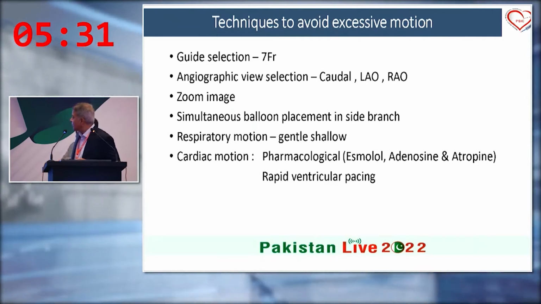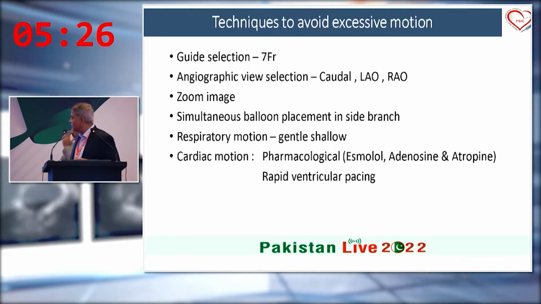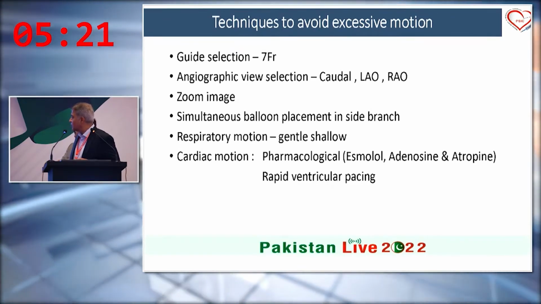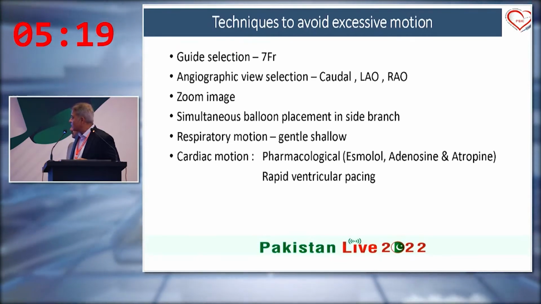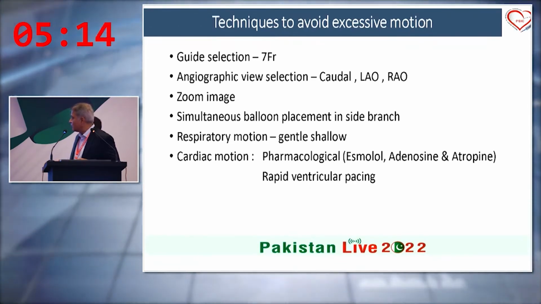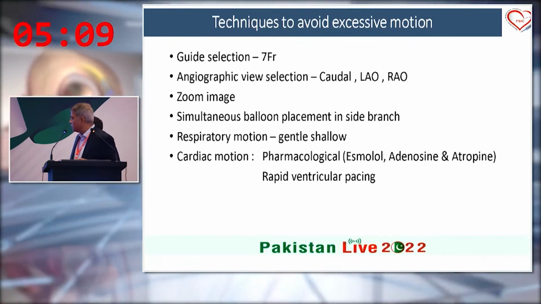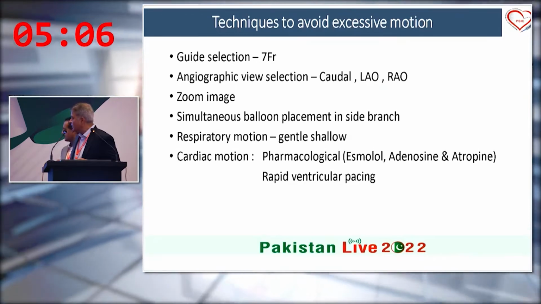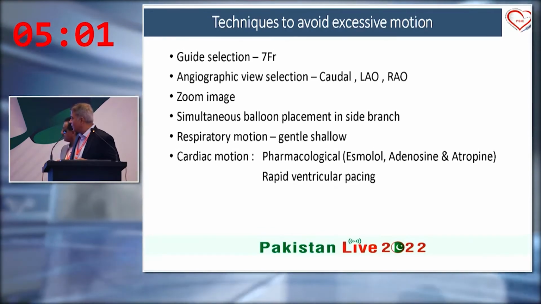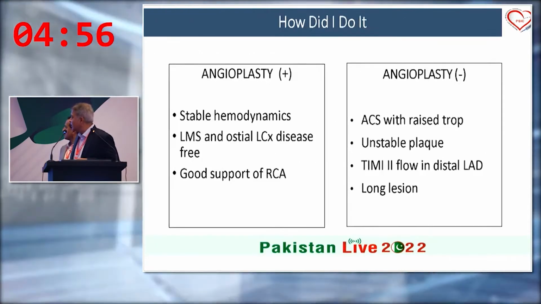In order to avoid excessive motion, we can use a larger guide, 7 French or more, maximum 7 French for the radial, and if you want to go up to 8, you will need to go from the femoral. Angiographic selection of the view is important: caudal, RAO, or LAO. We can zoom the image, and we can simultaneously place a balloon in the side branch. Respiratory motion can be controlled with gentle shallow breathing, and cardiac motion can also theoretically be controlled, but it is never done by me, at least practically.